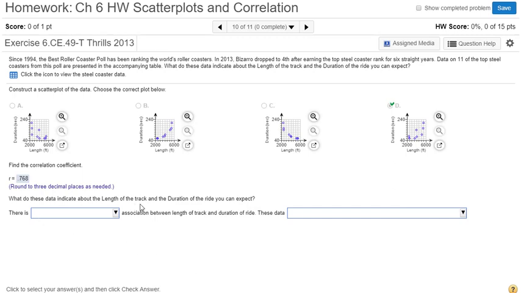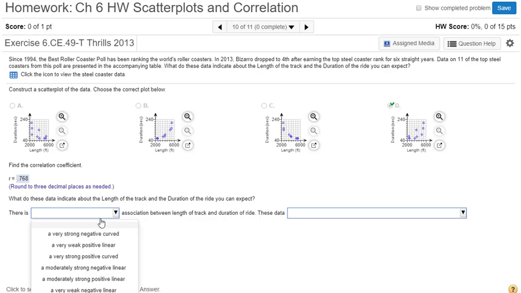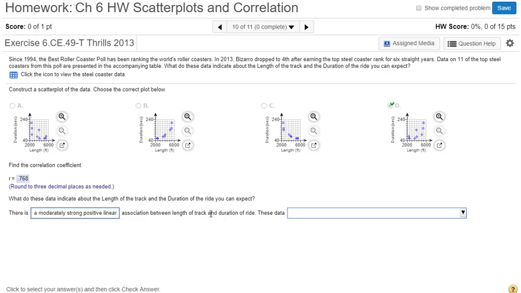Okay, so what do these data indicate about the length of the track and the duration of the ride you can expect? So we have 0.77 or so. That's fairly strong. We'll say moderately strong, positive linear. Positive means as the x increases, the length increases, the duration also increases.